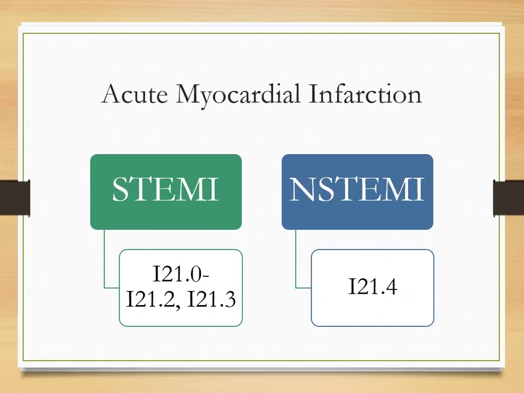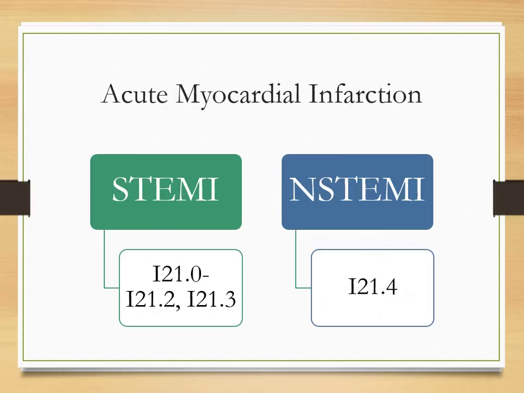And then we have I-21.4, and this is for a non-ST elevation myocardial infarction. So just to pause for a second, you see that I-21.0, I-21.2, I-21.3, that's for STEMI, type 1 MI. STEMI, ST elevation myocardial infarction. But then we also have a non-STEMI, which is non-ST elevated myocardial infarction.